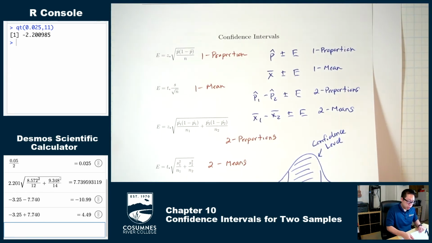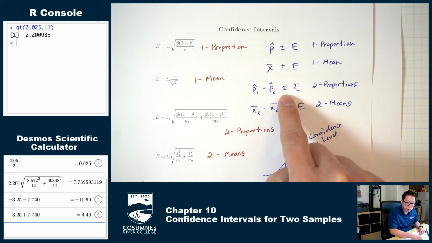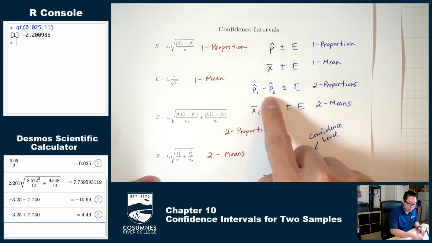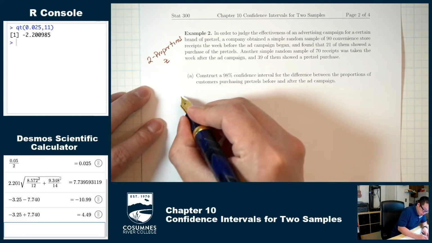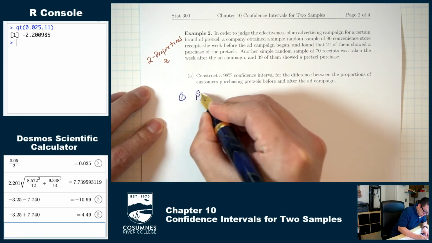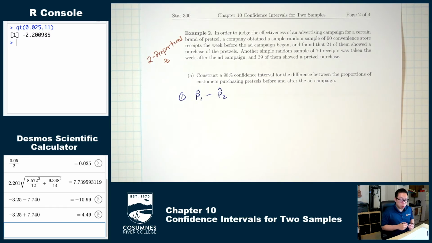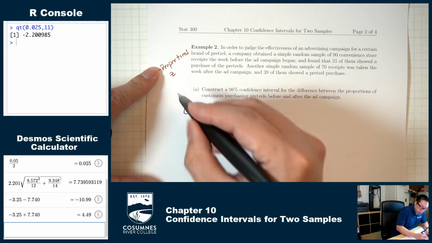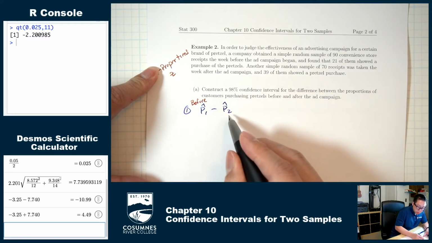If I look at my formula sheet, for two proportions the end result should be P1 hat minus P2 hat, plus or minus the margin of error. So the first thing I need to do is find P1 hat minus P2 hat. I need to label what I mean by ones and twos. We have a sample before and a sample after, so let's call the ones before and the twos after.